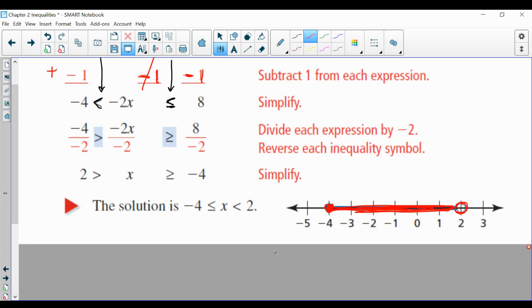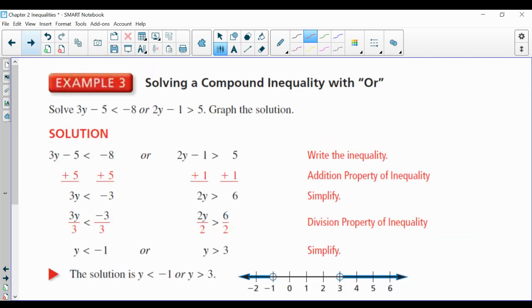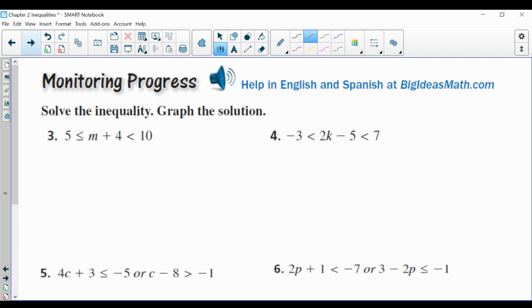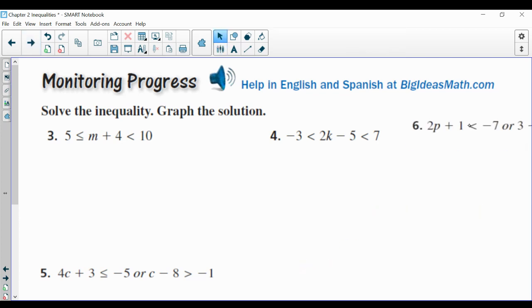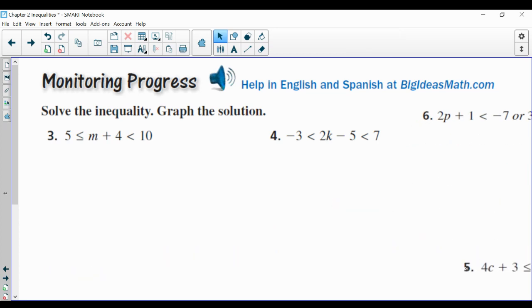Okay, let's just practice this. All right. So the progress monitoring, we're just going to practice these two ideas. So on the progress monitoring, let's look at numbers 3 and 4. So let's go ahead and look at numbers 3 and 4. And so what I want to do is I'm going to go ahead and solve 3. And so everybody write 3 on your paper right now.